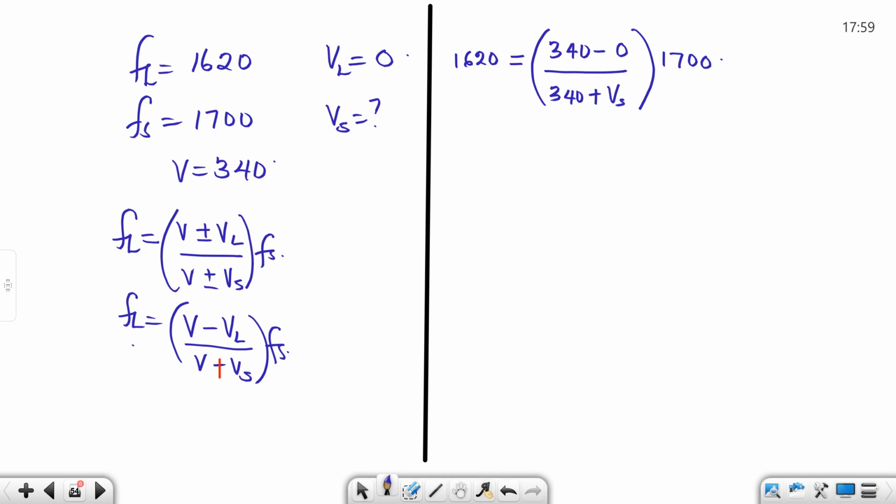Let's try to make this a bit easy for everyone to do. What is 340 minus 0? 340. Confirm? Okay. It means this value here is multiplying that. So what do you have? 1620 times 340 plus VS. That's what happens mathematically. Can we then cross multiply?